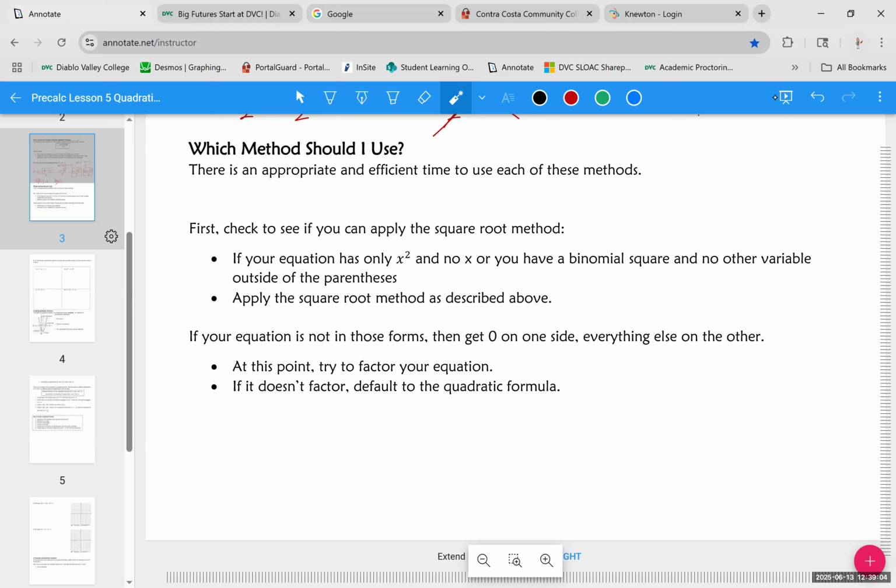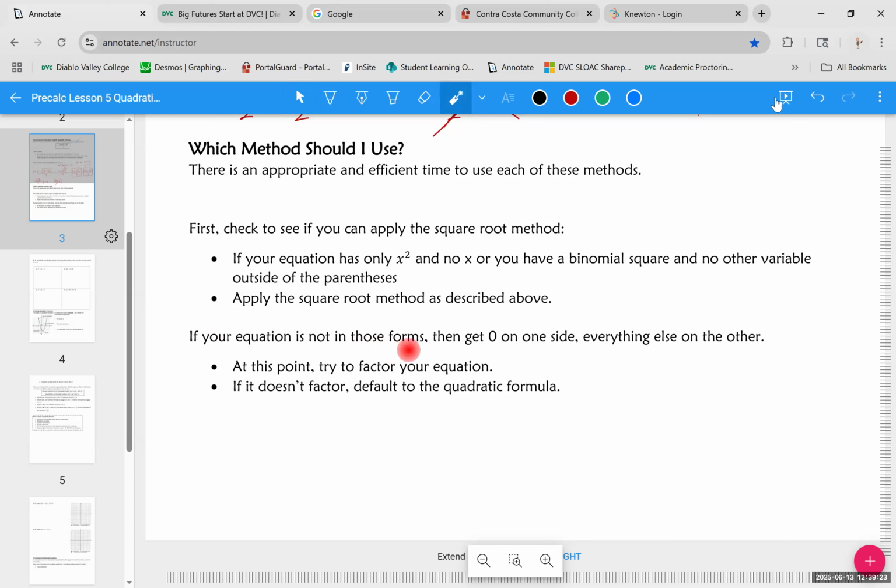Get the thing being squared by itself on one side and then just square root. Don't forget the plus minus. That is definitely the most efficient method if you can use it. But that's not rare, but that's a particular opportunity.